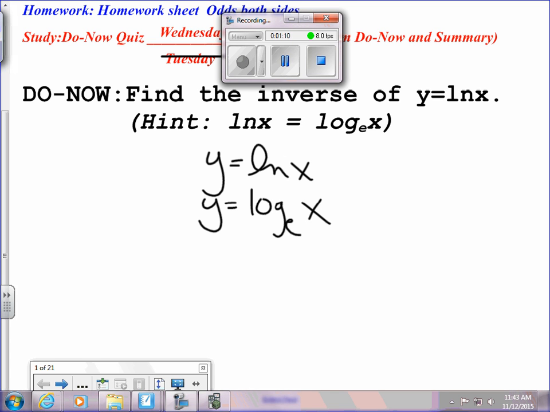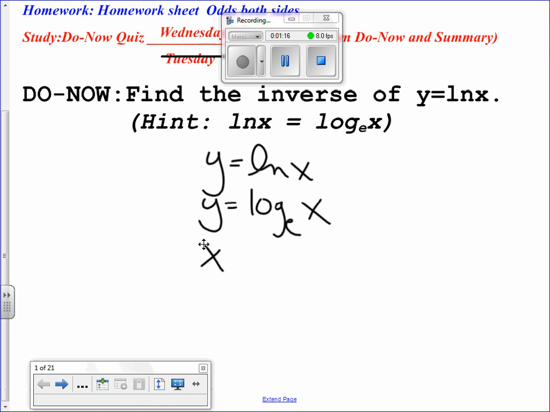All right, so when we switch x and y, we get the inverse. So what do we get when we just switch x and y? Okay, yes, you're right. It is ln. So we're just going to write log base e of y. But now here's the tough part, because now you got to solve for y. This is not multiplication. We can't divide.